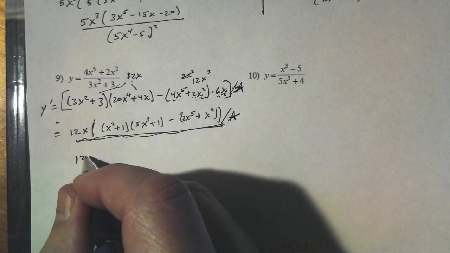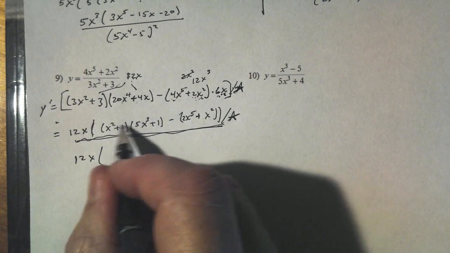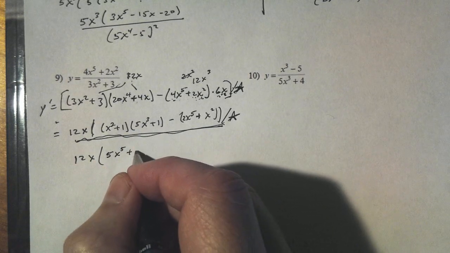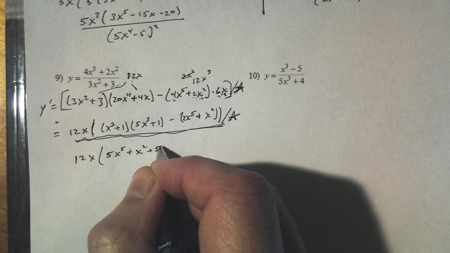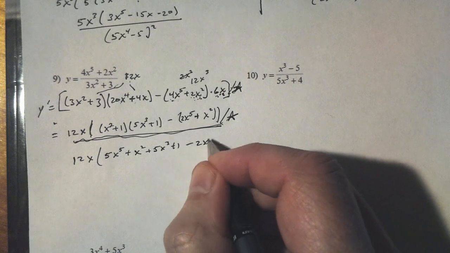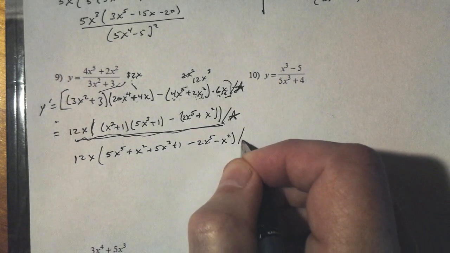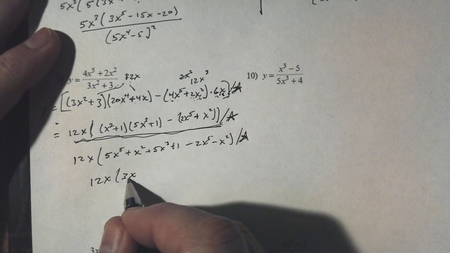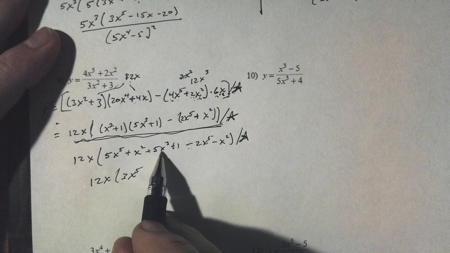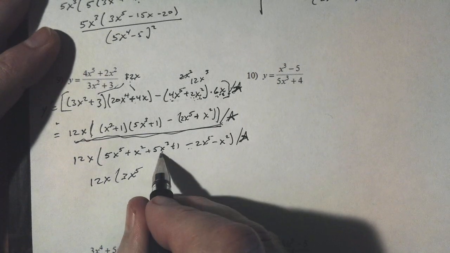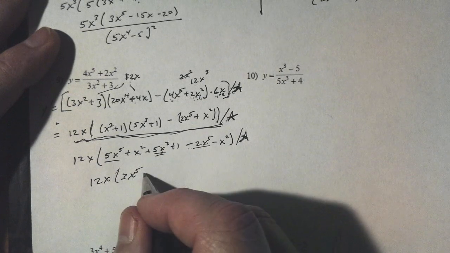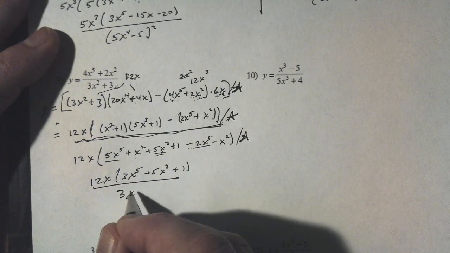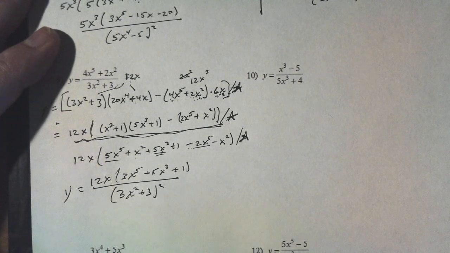And now to simplify, 12x, let's see, FOIL, 5x to the fifth plus x squared plus 5x cubed plus 1 minus 2x to the fifth minus x squared when I distribute, all on star. 12x, let's see, x to the fifths, 5 minus 2, 3x to the fifths, x cubed, 5x cubed, x squareds cancel, plus 1, all on the square of the thing below. Okay.